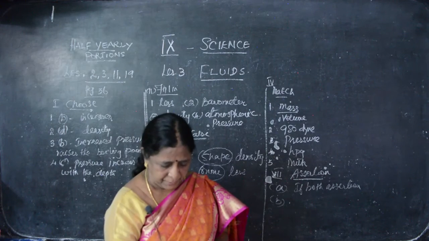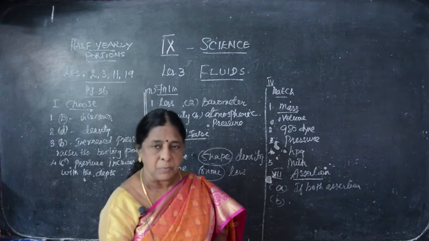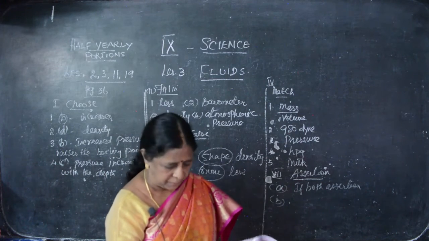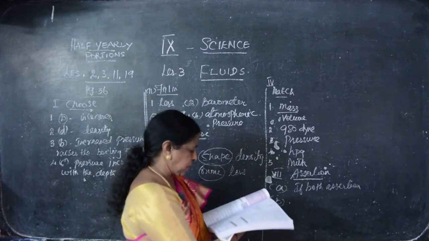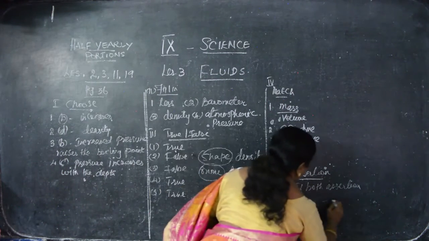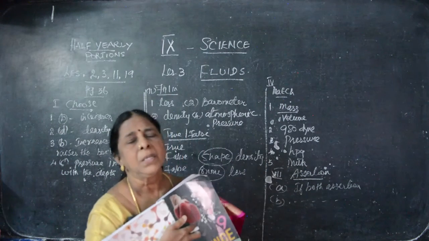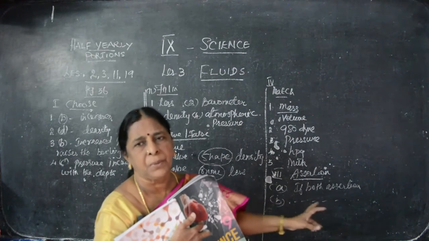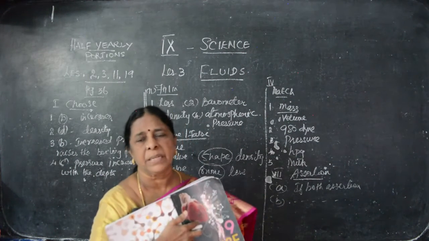For the first one, the answer is A. That is, out of 4 options, you have to select the first option and write it in full. Second one, the option is B, that is, if both assertion and reason are true, but reason is not the correct explanation of assertion. Clear? Children, you don't write just A and B. You have to write the full answer. Whatever is given in part A, you have to write in full, and the same for B. Clear, children?